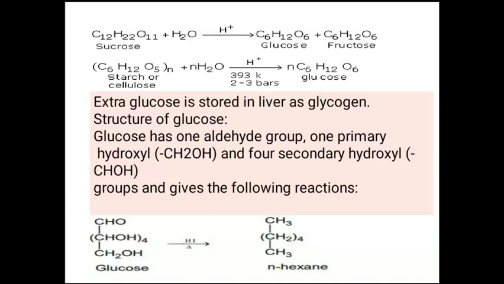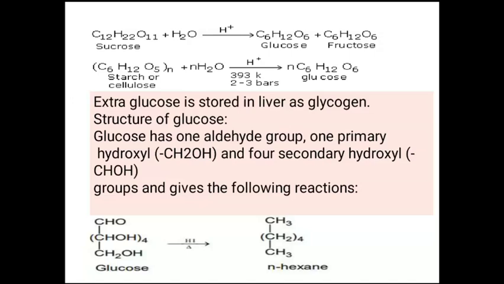Let us now talk about the structure of glucose. Glucose has 6 carbon atoms, 1 aldehyde group, 1 primary hydroxyl group and 4 secondary hydroxyl groups. But how to illustrate all these things? It can be illustrated by different chemical reactions. Number 1, when glucose reacts with HI, on heating, it gives normal hexane.